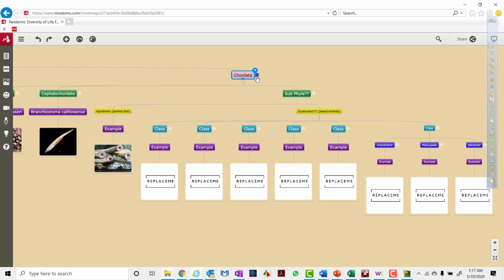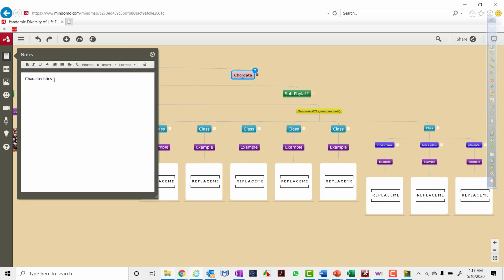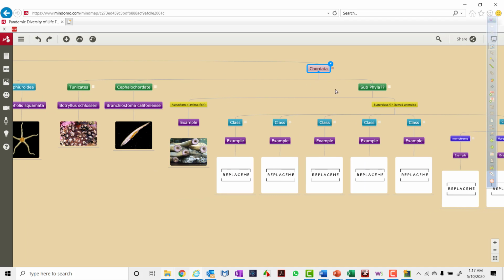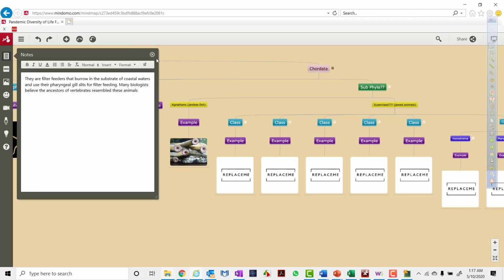In the phylum of chordates, see, I say characteristics, that means I want you to tell me the characteristics of chordates. Click on those and find out. There are 1, 2, 3 subphylum. Tunicates is one, Cephalochordate is another. Notice if you click on the link here, I have given you the information.